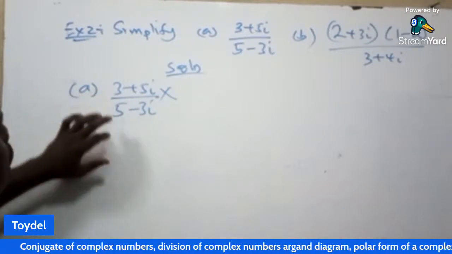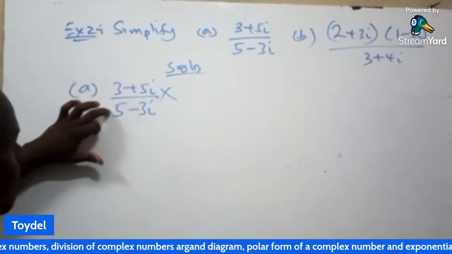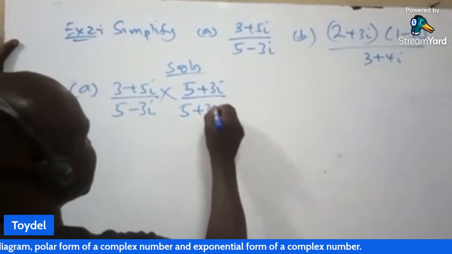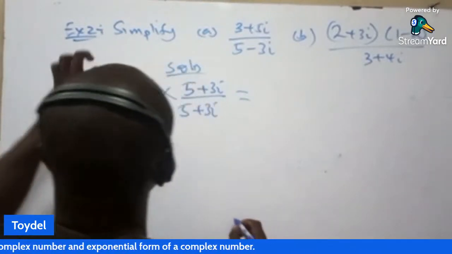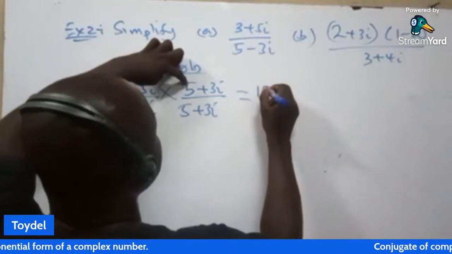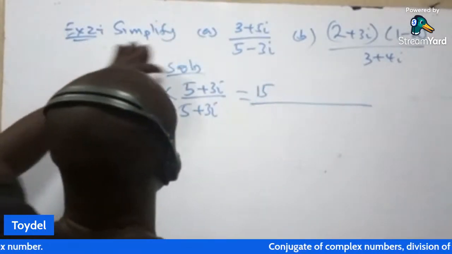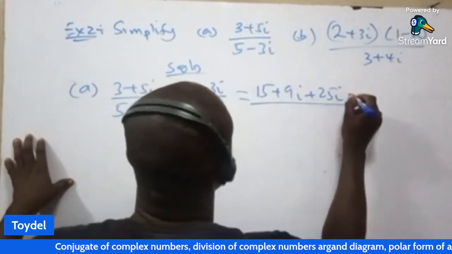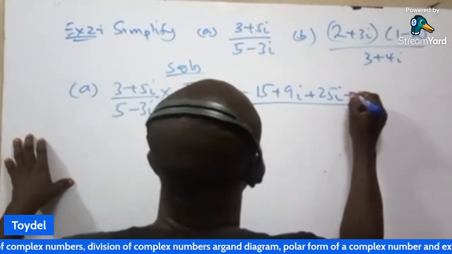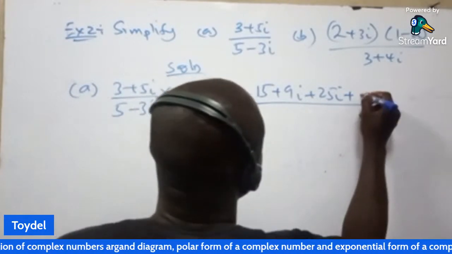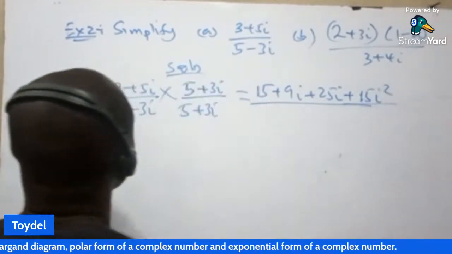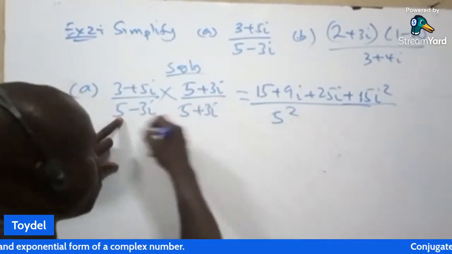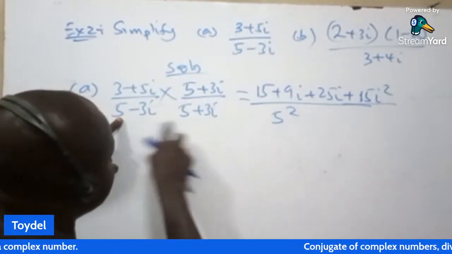For us to be able to simplify this now, we are going to multiply both the numerator and the denominator by the conjugate of this denominator, and that will be 5 plus 3i all over 5 plus 3i. So when we open up our numerator, we are going to have 3 times 5, that's 15. 3 times 3i, that's plus 9i. Then 5i times 5, that's plus 25i. Then plus times plus, 5 times 3 is 15, that will be 15i squared, all over. And the denominator, you don't need to stress yourself. Just square the first one here. I'm going to have 5 squared, because when you open up, what we have in between will cancel out.